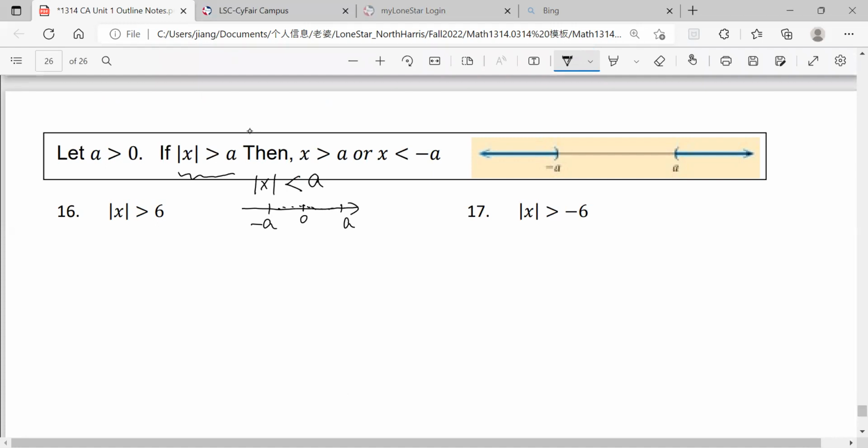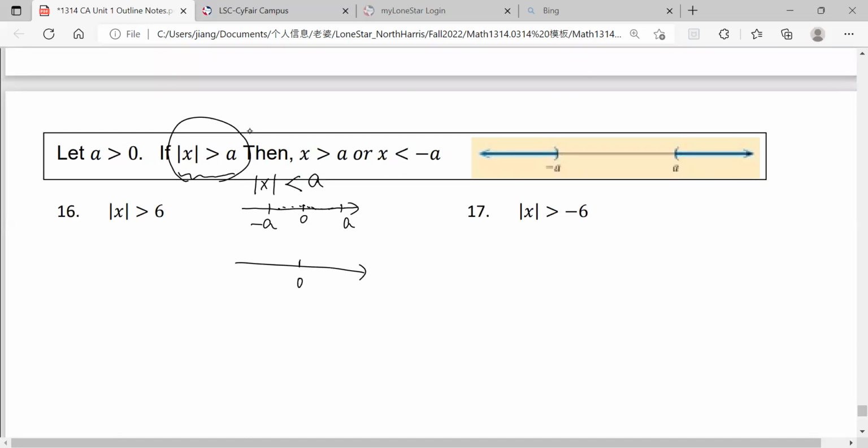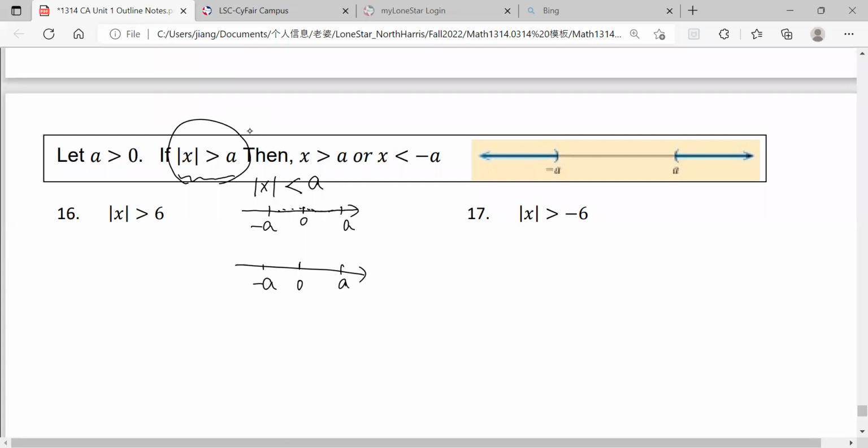But now it is greater than a. So 0 is here, negative a, positive a. So x could be here. And then from a point here to 0, the distance is greater than a. Or I choose a point here, the distance from here to 0 is greater than a. That means I can choose a point here, or I can choose a point here.